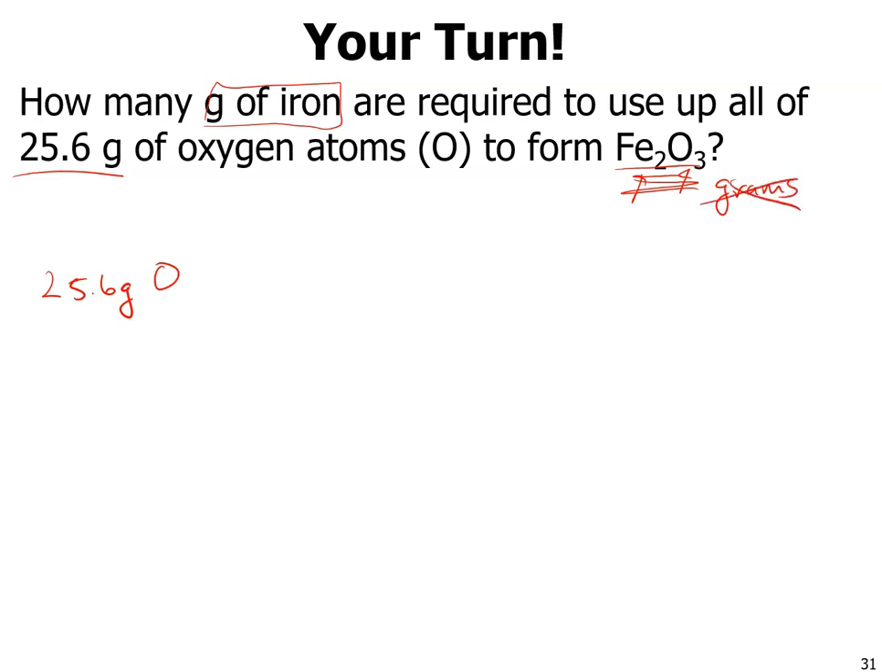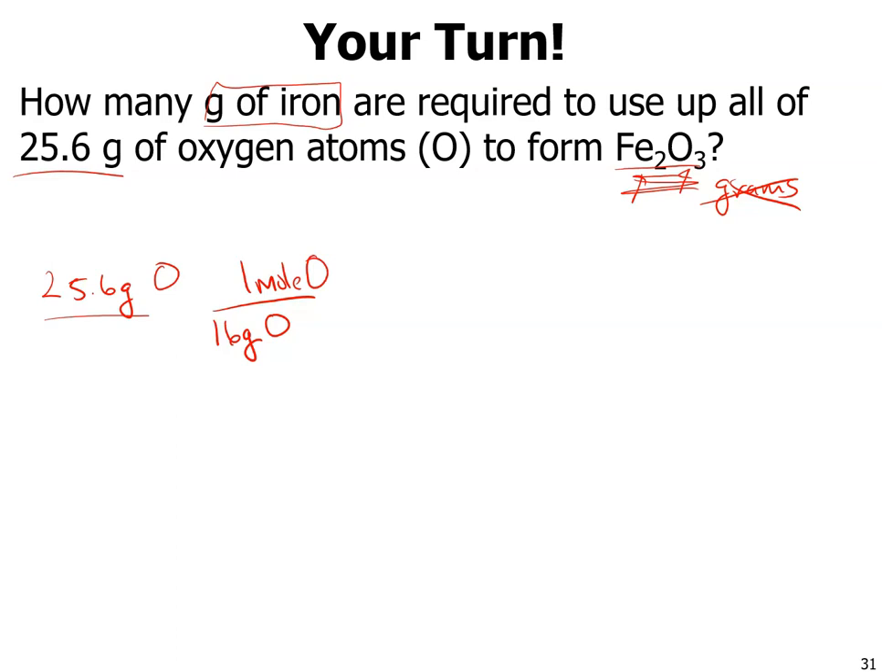No, we need to go through moles. So what we need to do is determine how many moles 25.6 grams of oxygen weighs. So fortunately, we have periodic tables that help us determine that. And I'm going to estimate here. I'm not going to do 15.99. I'm just going to round up, just for this example, to simplify things. I'm going to round up to 16. So I know that 16 grams of oxygen is equivalent to 1 mole of oxygen.